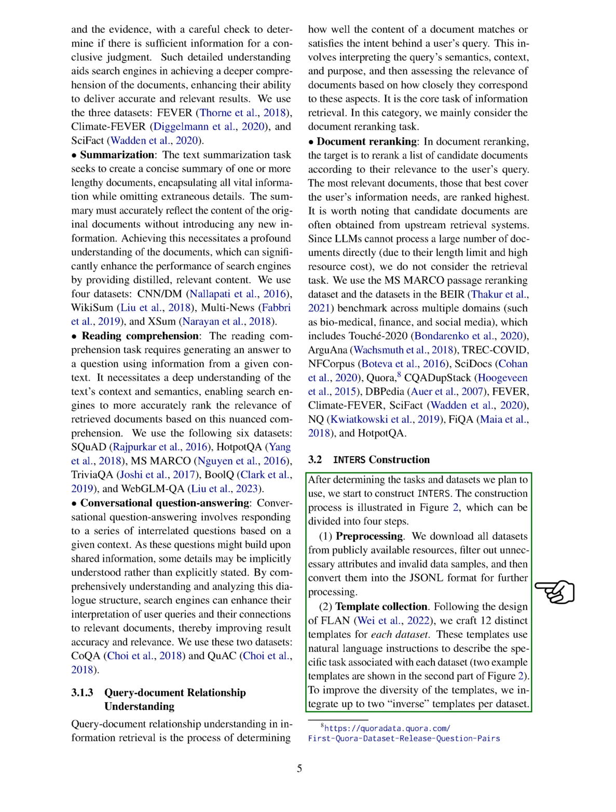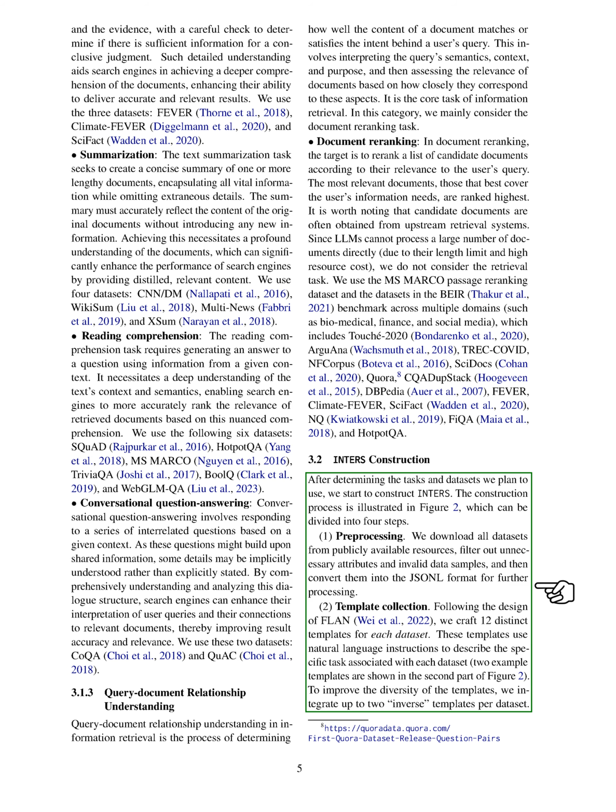2. Template collection. Following the design of FLAN, we create 12 distinct templates for each dataset. These templates use natural language instructions to describe the specific task associated with each dataset. To improve the diversity of the templates, we integrate up to 2 inverse templates per dataset. For example, for the query expansion task, we include templates that prompt for simplifying a query. Additionally, to enhance the LLM's task comprehension, we provide detailed descriptions for each task. These task descriptions serve a dual purpose, offering a detailed understanding of the task's objectives and establishing a linkage among datasets under the same task.